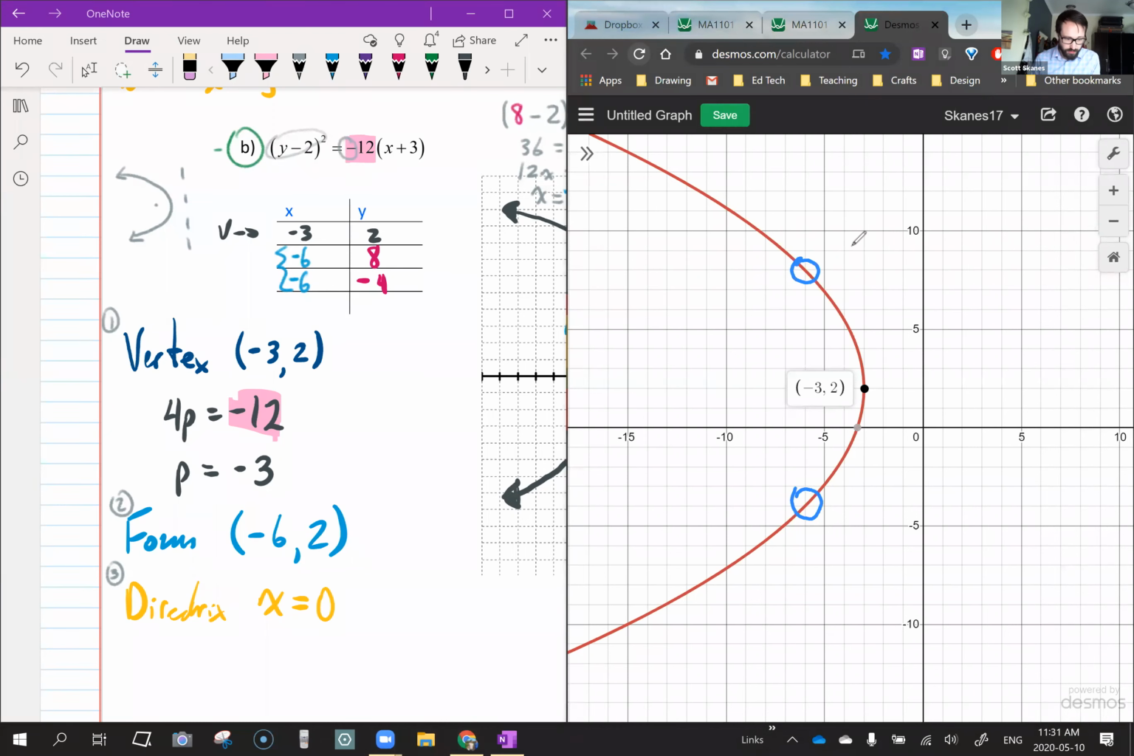For example, you could probably say, hey, this is a nice point. And this is a nice point. So you could say (-6, 8), (-6, -4). Hey, big surprise, that's exactly what we got. The problem is you still, like I said, would need to add in your own focus and your own directrix. But at least it would get you part of the way there.